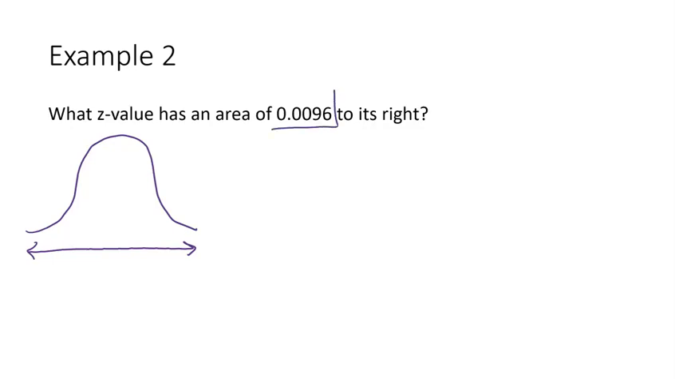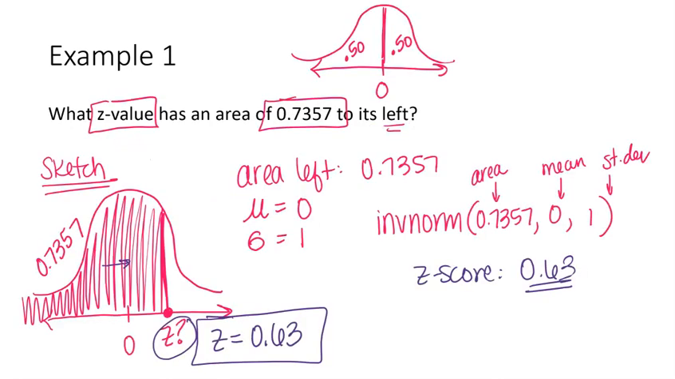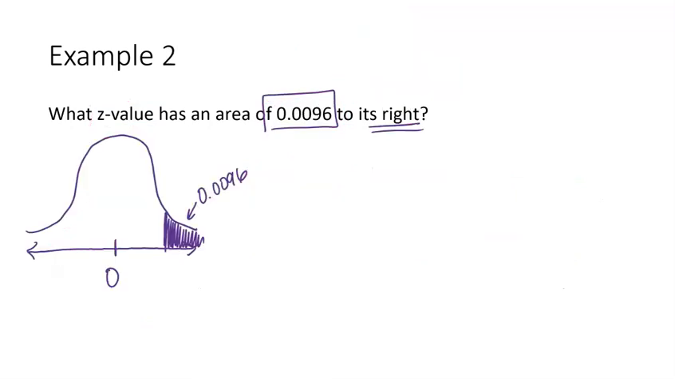I'm looking for a very small area to the right. If 0's in the middle, with it being small, that means I'm somewhere over here. I need a small right-sided shading. In the last one, I had a big left-sided, so I went over here to the right side. Now I want a small number in the right side, so I should only be shading a small amount to the right. My z should be somewhere over here.